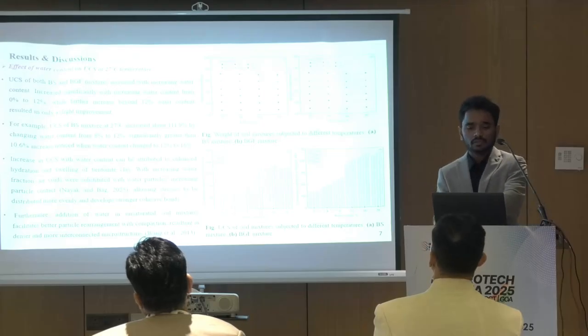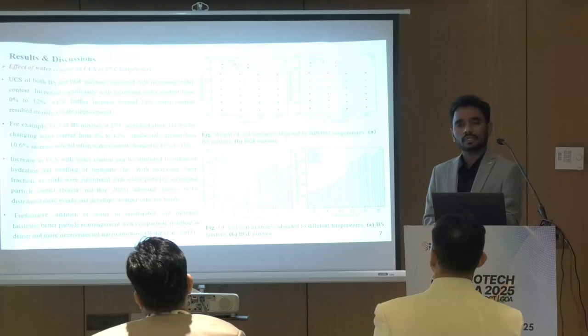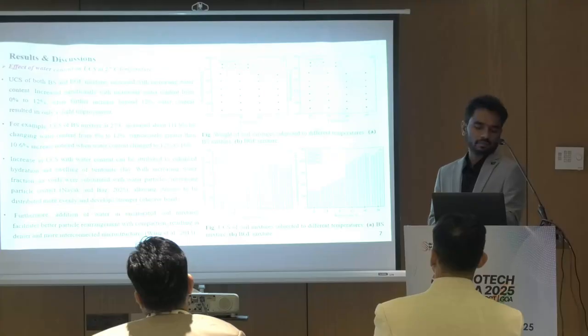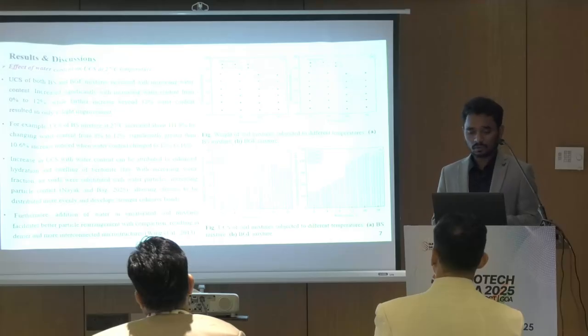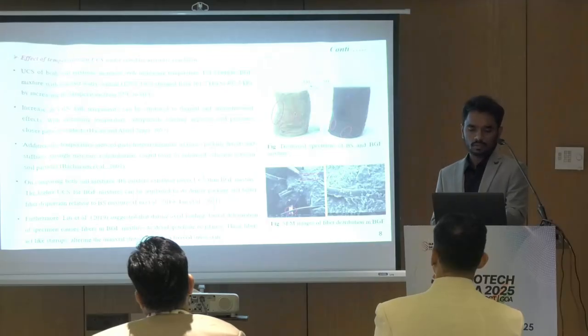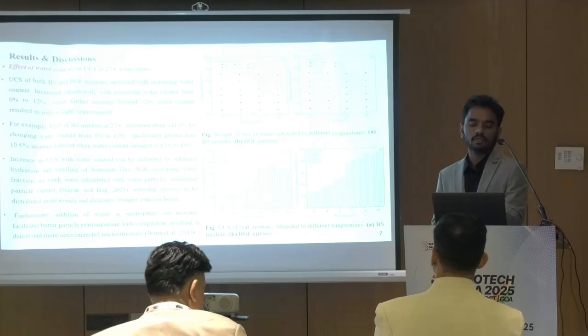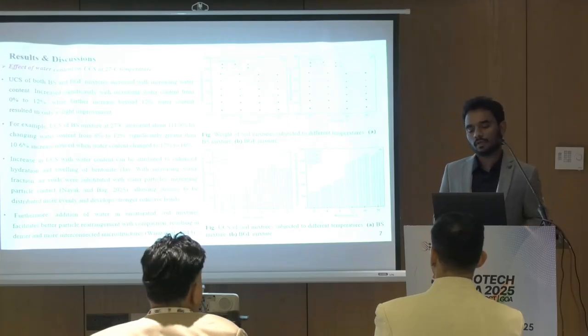With increasing water content, UCS strength is increasing. The other thing is that with increasing temperature also UCS is increasing, but the increase was found to be much more effective up to 12%. After 12%, the increase was not that effective. So on comparing these two, the bentonite sand mixture has shown the temperature effect.